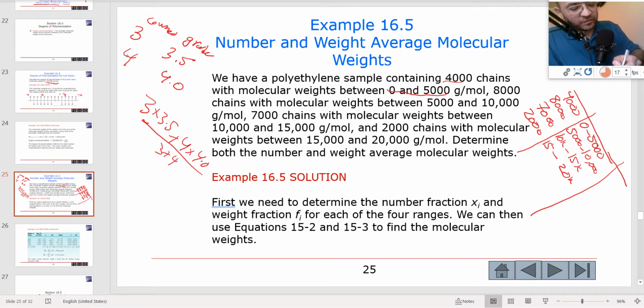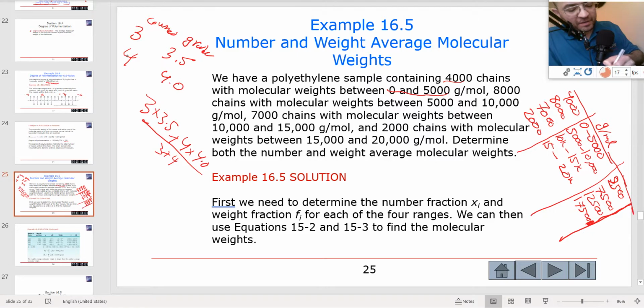Average of 0 to 5,000, again, these are gram per mole, right? 0 to 5,000, the average of it will be 2,500. The average of this is 7,500. The average of this is 12,500. And the average of it is 17,500.